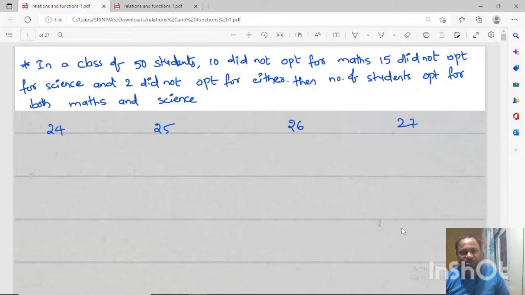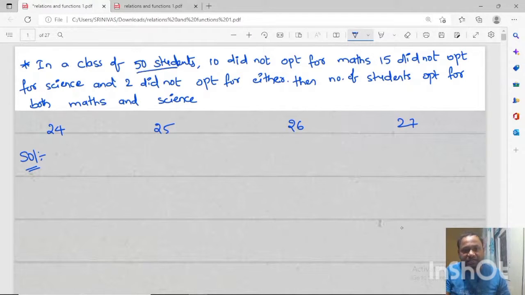Let's start relations and functions. Okay, right. So what is that question in that? In a class of 50 students, how many students are there? 50 students are there. In a class of 50 students, total 50 students are there.